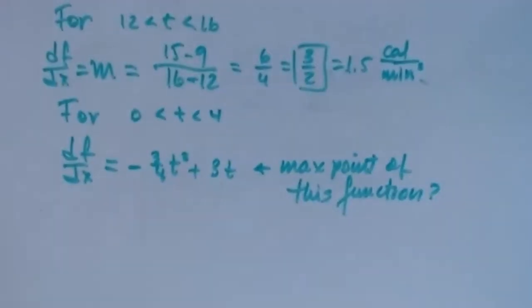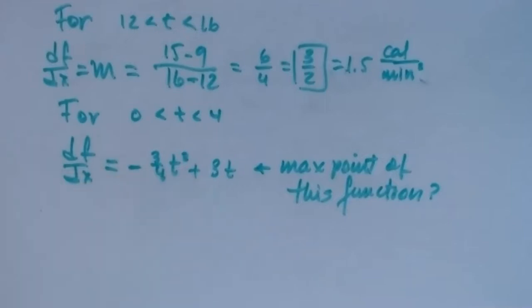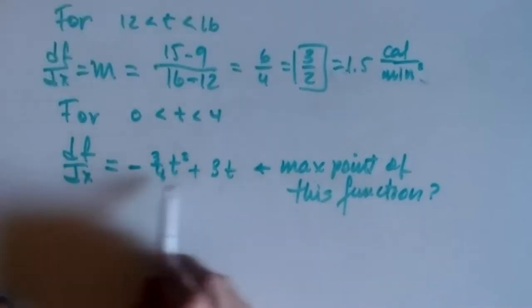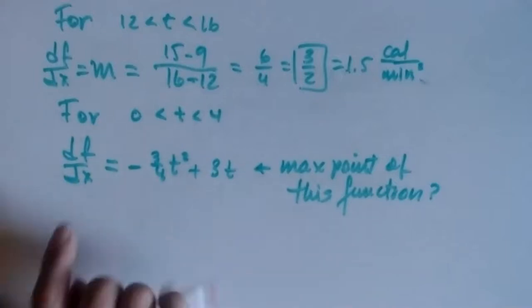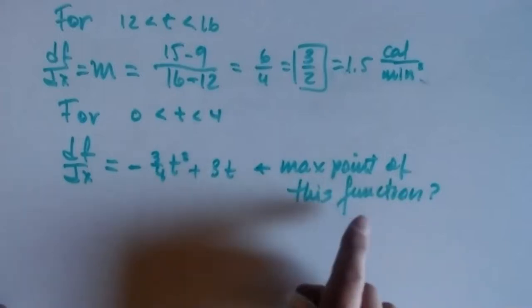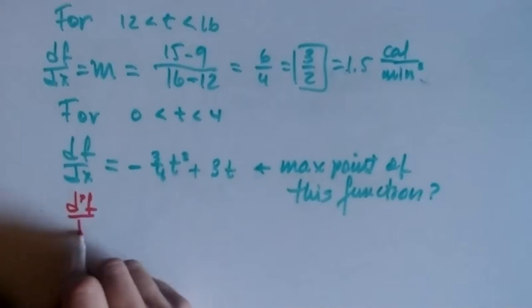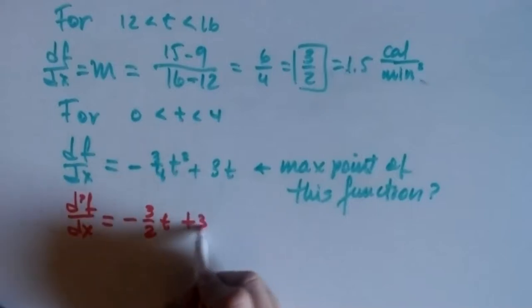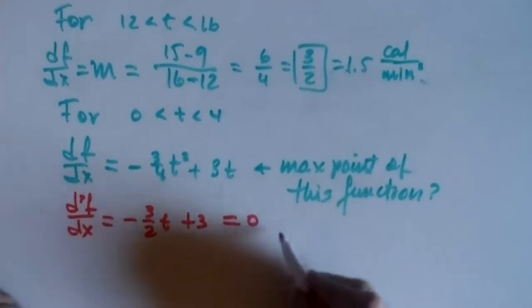What is the max for this function? The rate has to be the max. So where can you get this one? 3/4 t squared. Almost. But remember, I need the max rate of change. This is the rate of change, correct? I need the max point of this function, not from f. So I have to take the second derivative. That is going to be negative 3/2 t plus 3. And then I have to solve it to 0, correct?